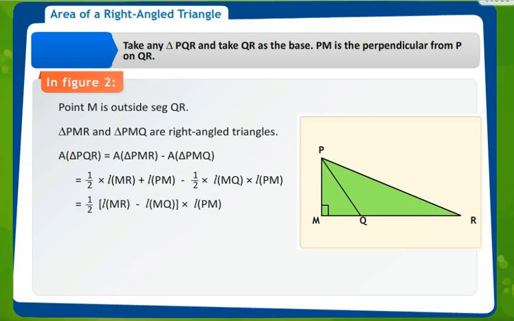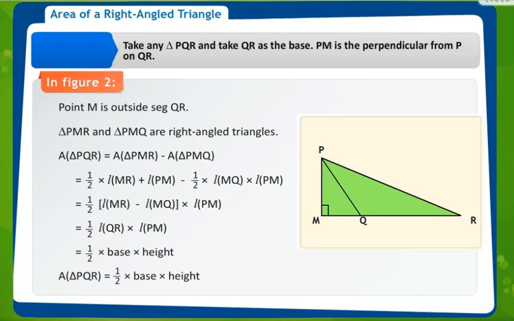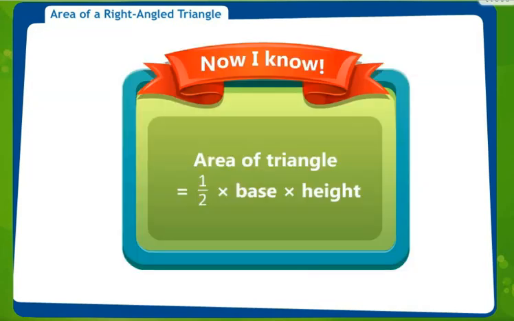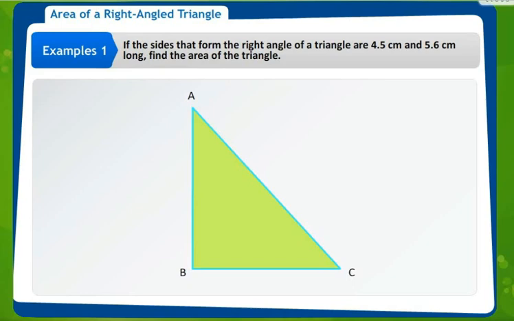Now MR minus MQ multiplied by length PM, half you take as it is. So what I get is half into length QR into length PM, which is again equal to half into base into height. So area of triangle PQR is equal to half into base into height. So wherever the point M lies, the area of a triangle is half into base into height. So we have the area of a right angle triangle and the area of a triangle. But for the area of a right angle triangle, it is the sides forming the right angle.